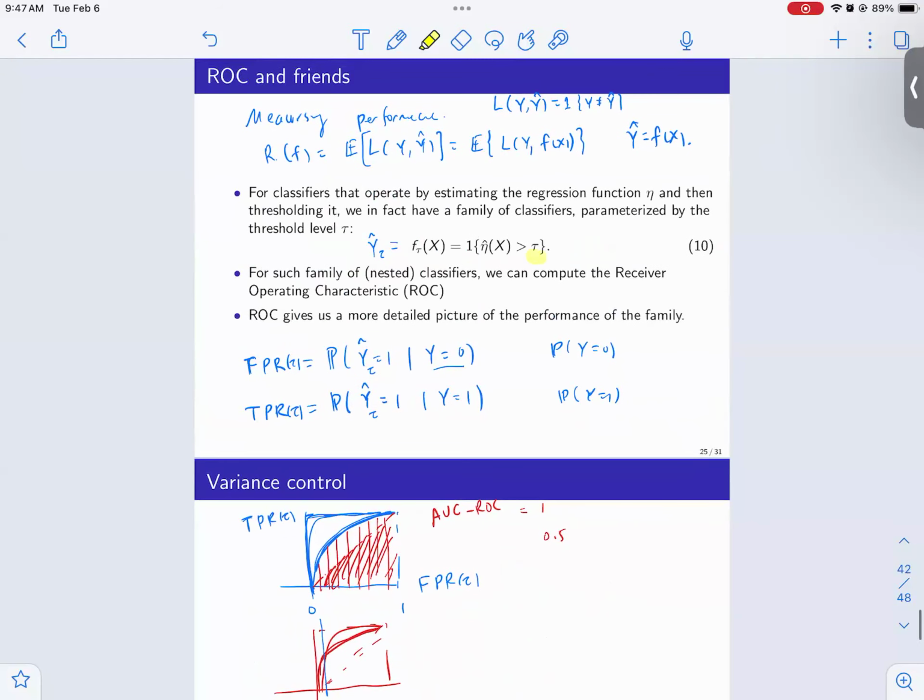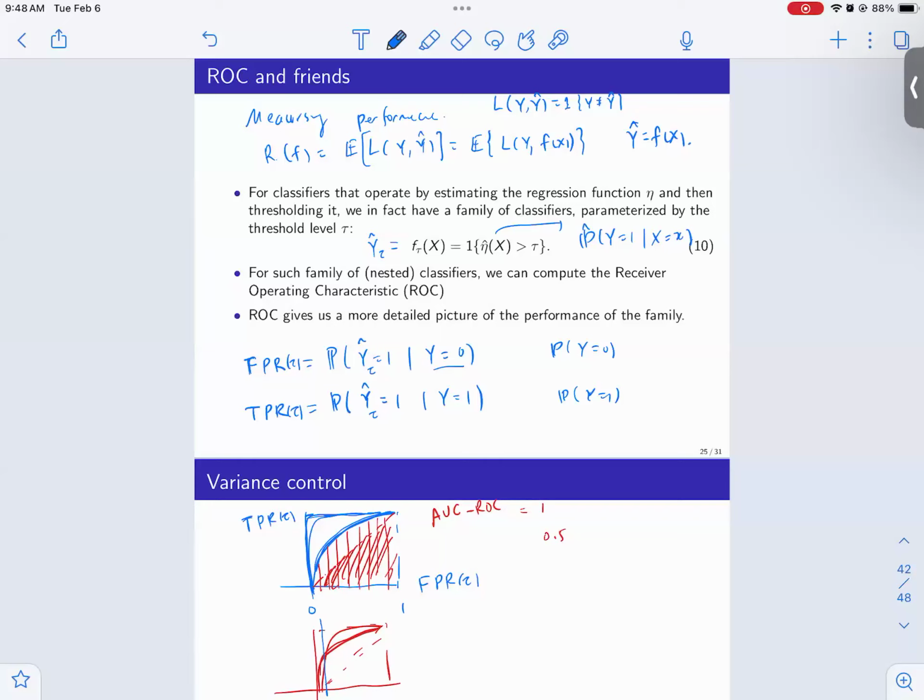If you have found the classifiers, then you would have this tau, let's say a threshold, but it could be a parameter. Usually people thought that ROCs were classifiers that look like this, where the threshold is on a particular function. You can think of it as your estimate of the probability that y equals 1 given x. This is just our estimate of the regression function, our prediction of this probability.